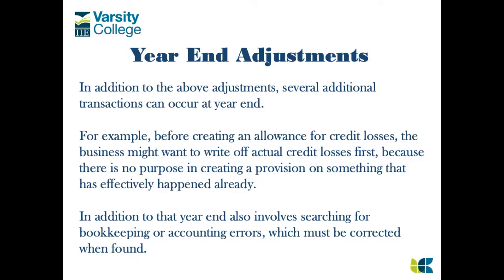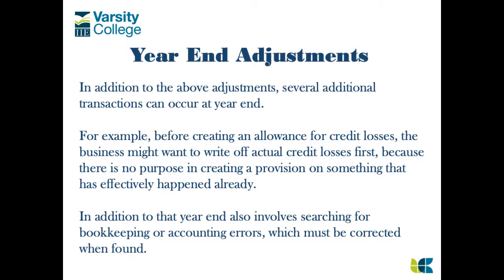So the difference between credit losses and allowance for credit losses is simply this. Credit losses is when it has actually happened. Okay, he owed the business 5,000, isn't going to pay, he's gone bankrupt or been sequestrated, etc. We're not going to get the money back. So that's a credit loss, or that's bad debt. All right, we played around with that.